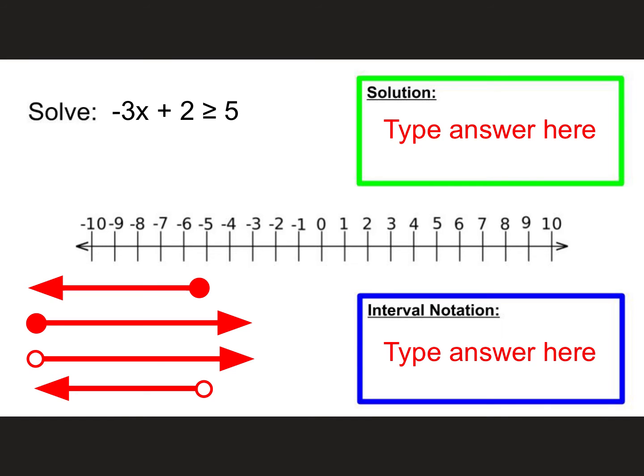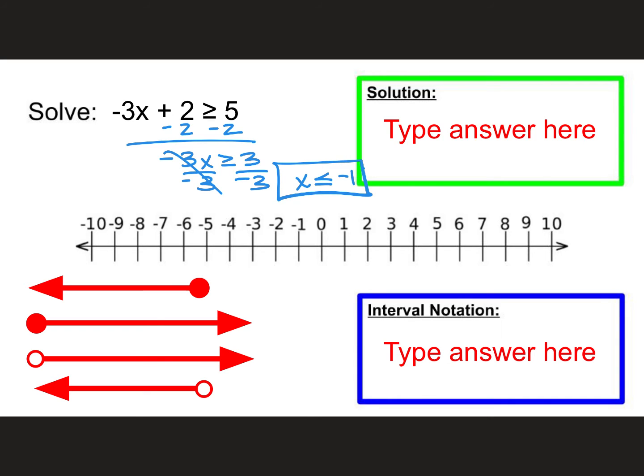As I solve this first example, I'm subtracting 2 from both sides. I get negative 3x is greater than or equal to 3. I'm dividing by negative 3. And since I'm dividing by a negative, the symbol is going to flip. So there's the inequality. And where it says type answer here for the solution, that's what that inequality is. So that's what you would type in this box. And again, I have those symbols on the very first slide.